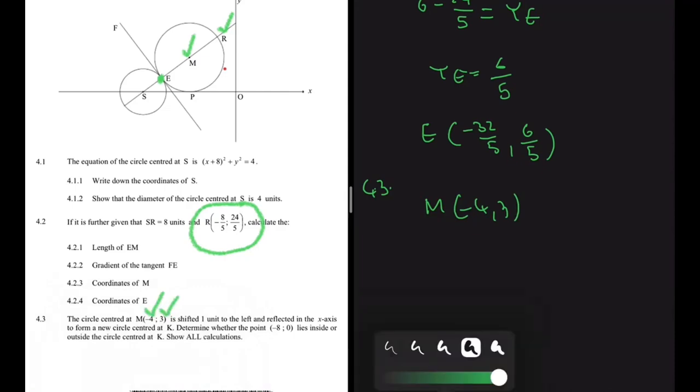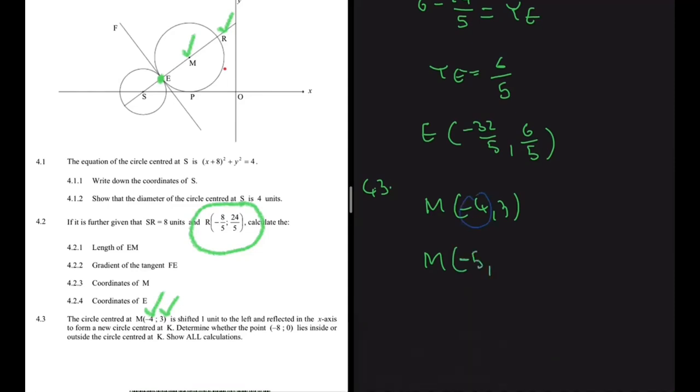Yeah. So it's shifted 1 unit to the left. So let's shift M 1 unit to the left, right? So it was at minus 4, which shifted 1 unit to the left, it will be at minus 5, right? And reflected on the x-axis to form a new circle centered at K. So it is reflected in the x-axis.